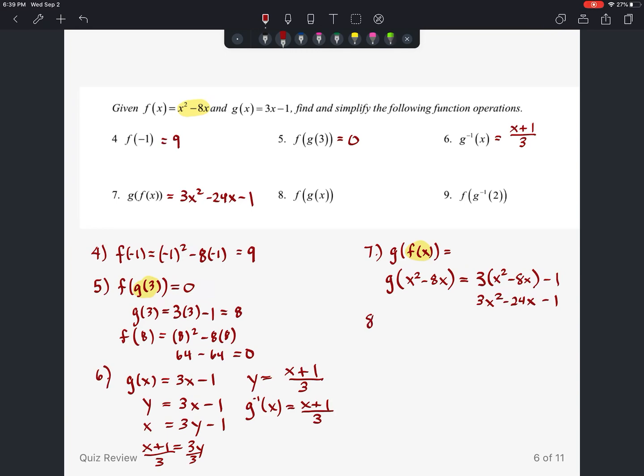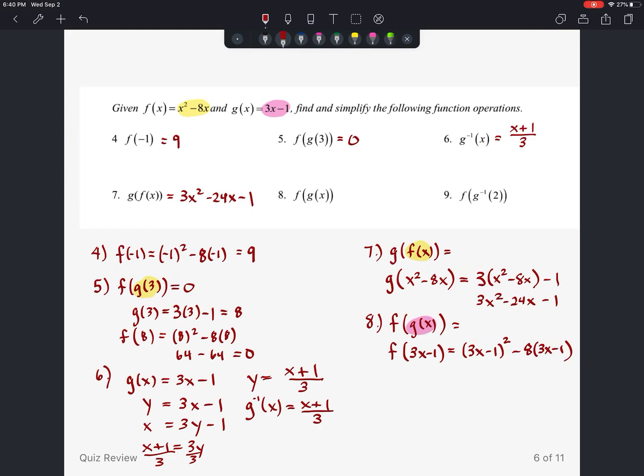Number 8 is asking us to do the same thing, but we're going to switch which one's the input. We're going to do f of g of x. So with this one, we'll take g of x. Whoops, wrong thing. I wanted to use the highlighter. There we go. So we're going to take g of x. G of x is equal to 3x minus 1, and we'll do f of 3x minus 1 is equal to 3x minus 1 squared minus 8 times the quantity of 3x minus 1.